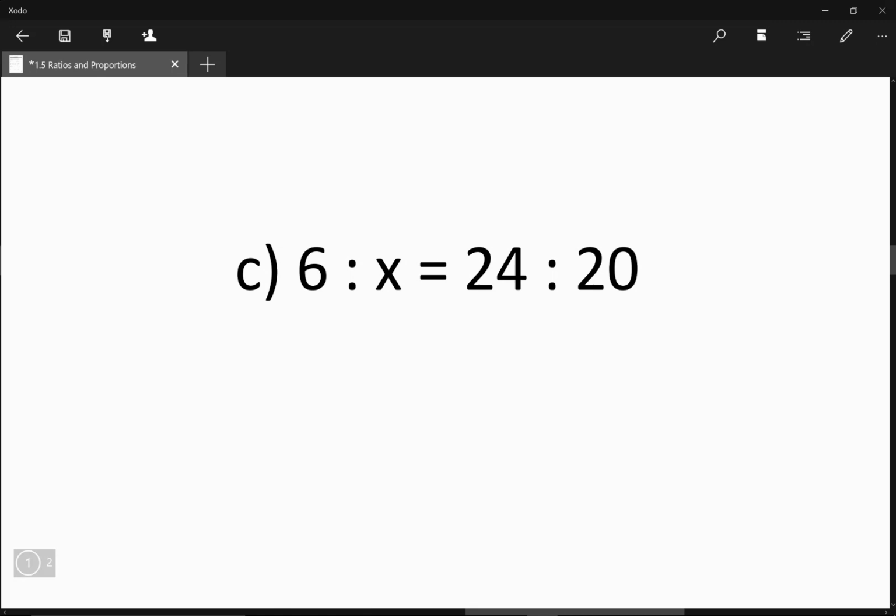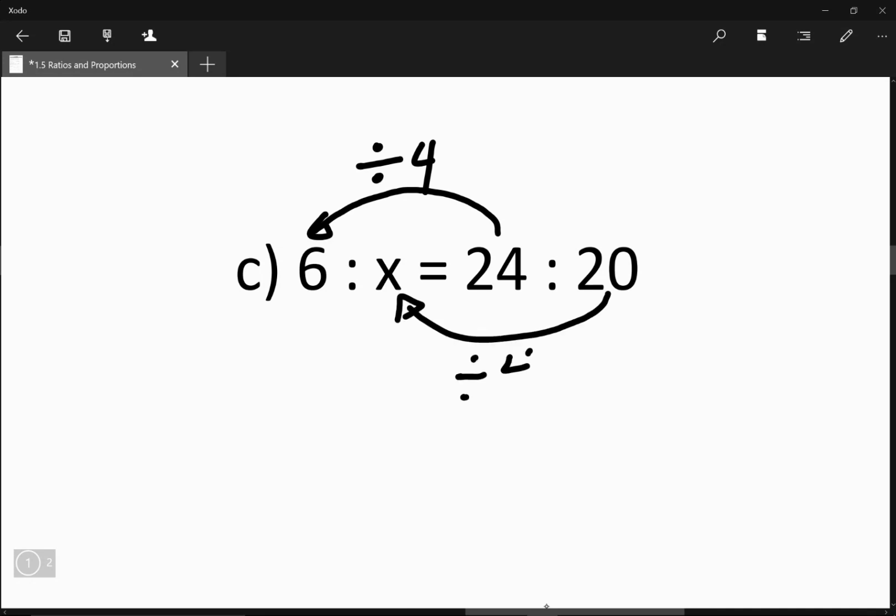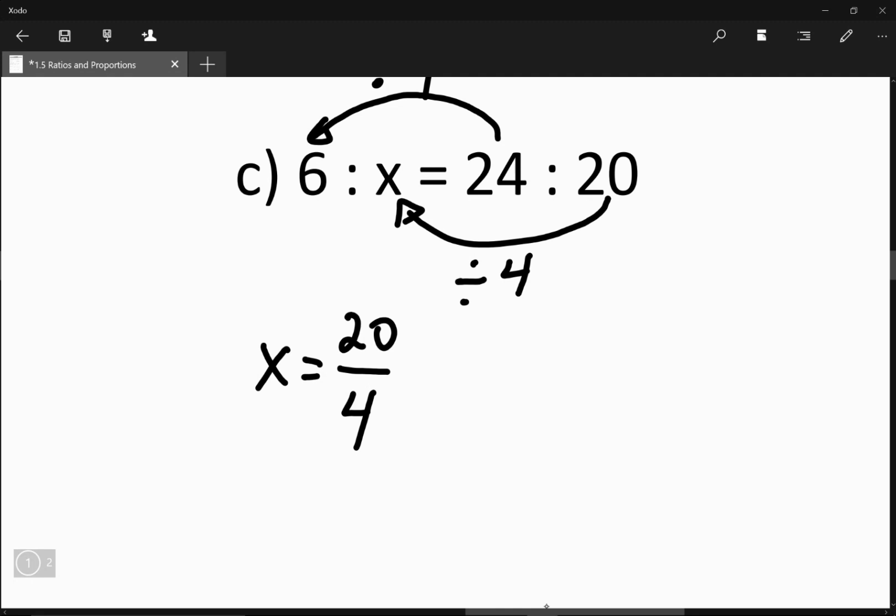Okay, what about the next one? So 6, if I'm looking for x and x in the first ratio, then I look at the second ratio. The second ratio is complete. So I take the 24 and I look at how do I get from 24 to 6? Well, I'm going to divide by 4. 24 divided by 4 gives me 6. So to get x, I have to take my 20 and then divide it by 4, and I'll get my value for x. So x equals 20 over 4, and so x equals 5.